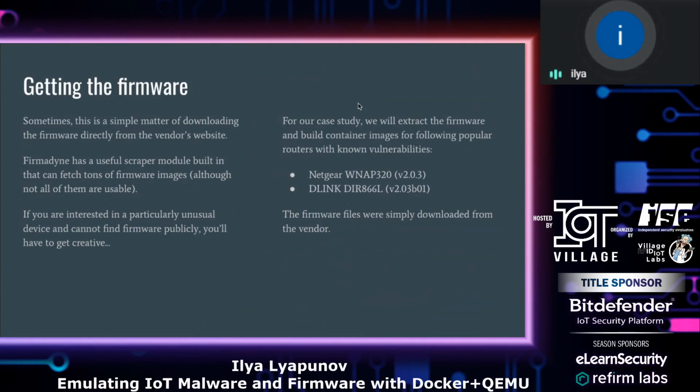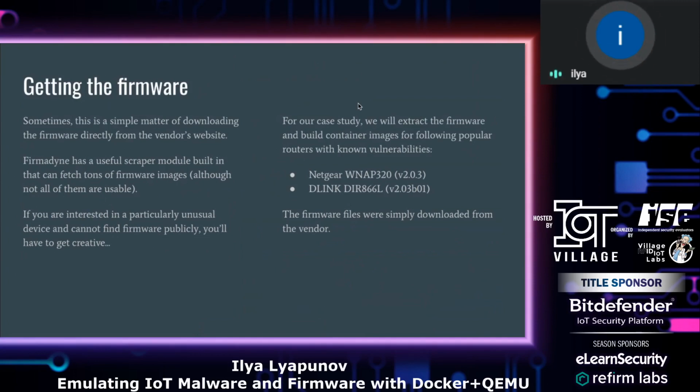There's also a scraper module that is built into Firmadyne, which can fetch a ton of firmware images. You let that thing run overnight, and you've got tons and tons of gigabytes of some, not all, useful firmware images.